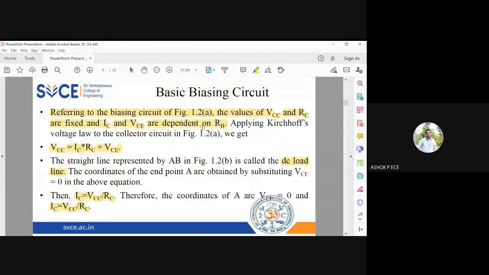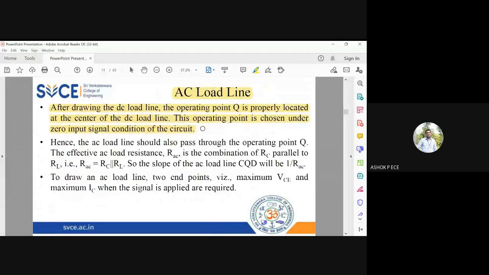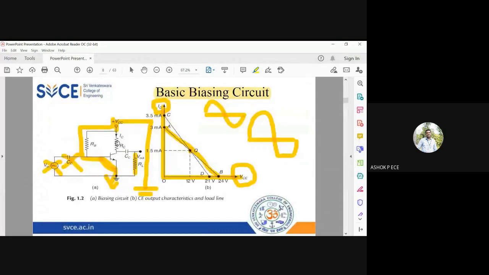So RAC will be the effective load resistance. RAC will be the parallel combination of RC and RL. See, the diagram may look like series, but here you see the current is splitting, right? So definitely the current coming through RC is not the same current flowing through RL. So RC and RL are in parallel.